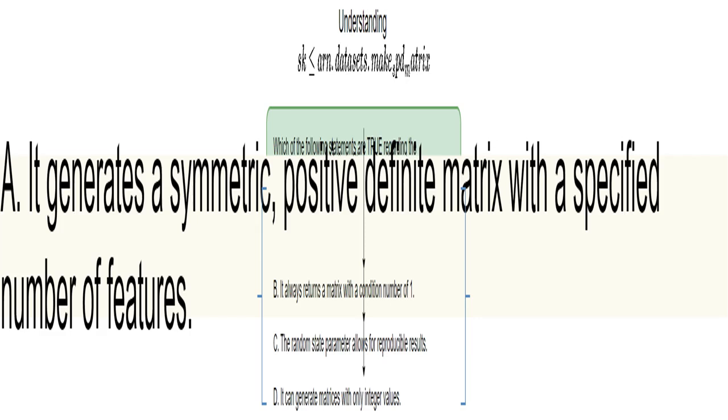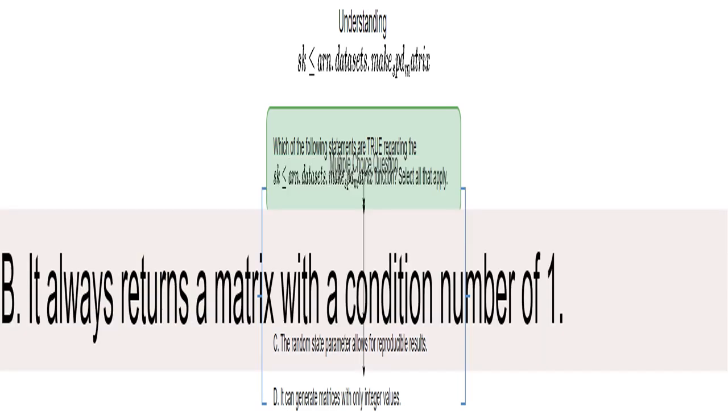This statement claims that the function creates matrices that are both symmetric, equal to their transpose, and positive definite, all eigenvalues are positive, and that I can control the size of the matrix. This statement asserts that the function always produces matrices with a condition number of 1. The condition number is a measure of how close a matrix is to being singular, non-invertible. A condition number of 1 indicates an ideally conditioned matrix, which is rarely achieved in practice.